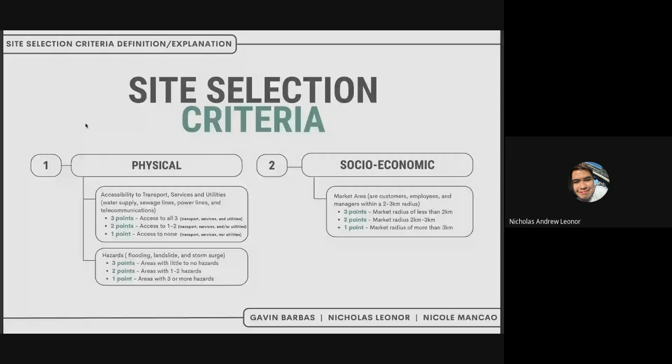And if there's 1 to 2 hazards, it would be 2 points. And the areas that have three or more hazards would be 1 point.